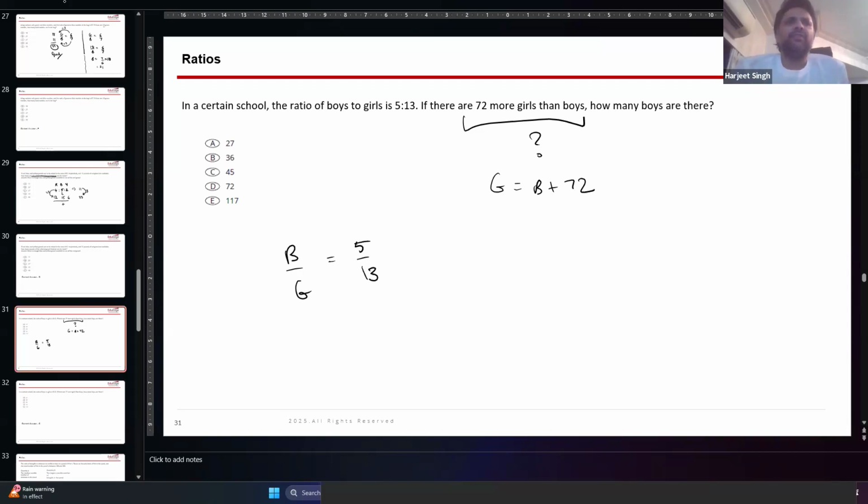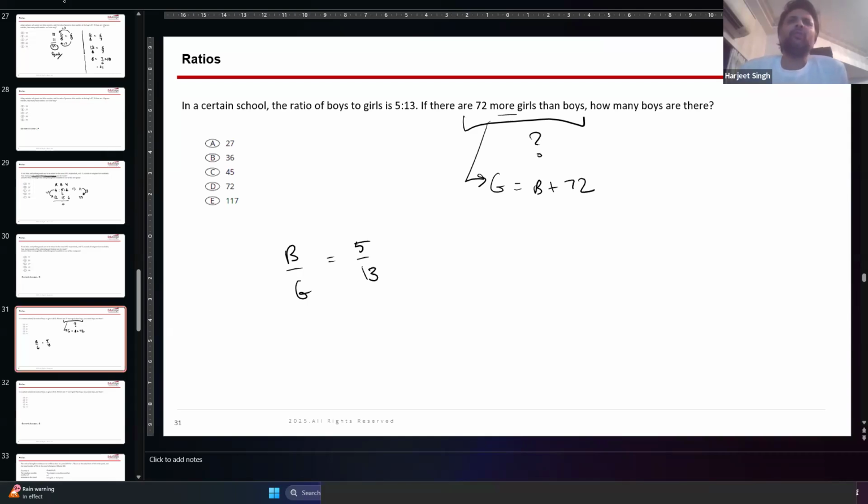Yes. So the language sometimes can be confusing, but just break it up properly. Clearly, they're talking about more girls. So will you add G plus 72 or B plus 72? Clearly, you're going to add B plus 72. So then you will get a higher number of girls, which is what this construct is. So always cross-verify in word problems. Always cross-verify your equation with the context.